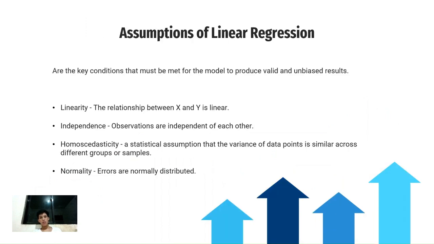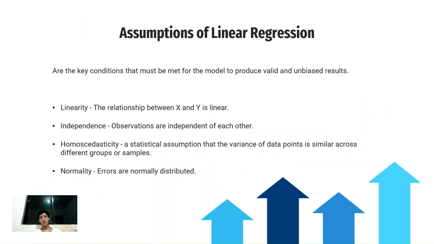So, assumptions of linear regression. There are assumptions for linear regression that are the key conditions that must be met for the model to produce valid and unbiased results. The first one is linearity, which means the relationship between x and y is linear. As the name linear regression says, it should be linear. Then independence: observations are independent of each other.